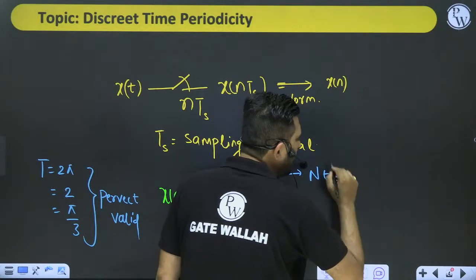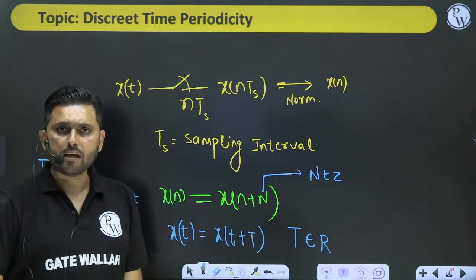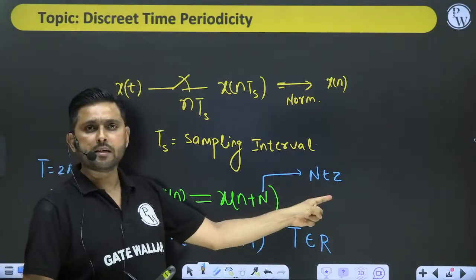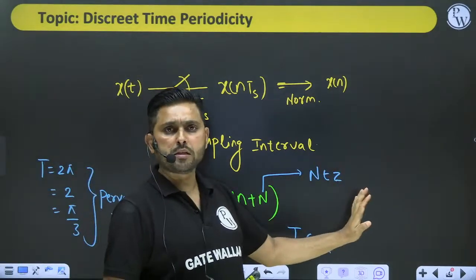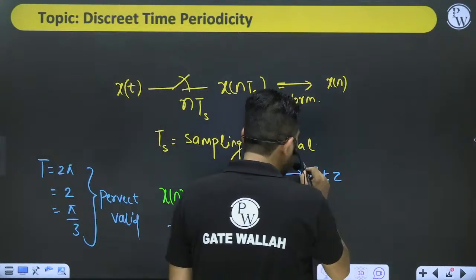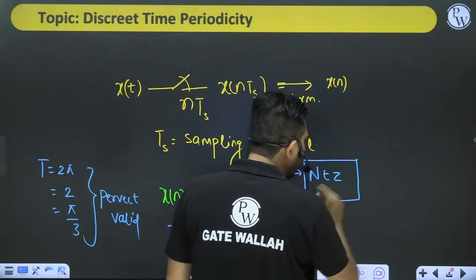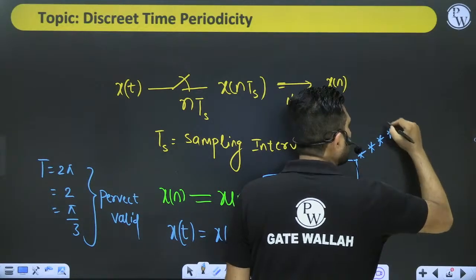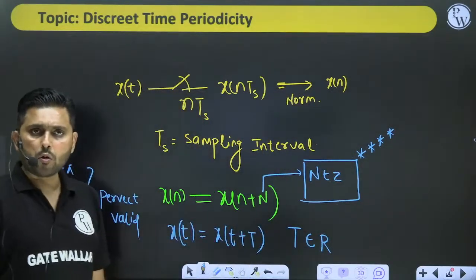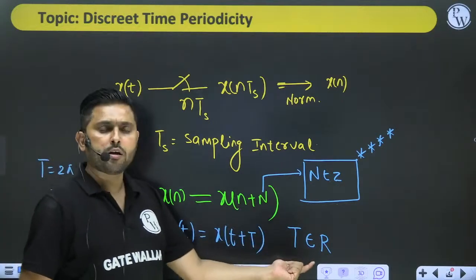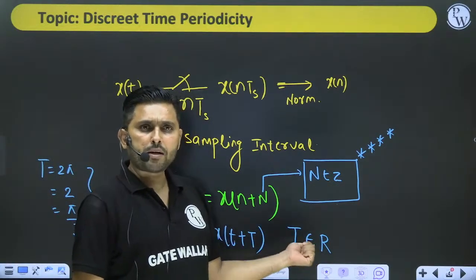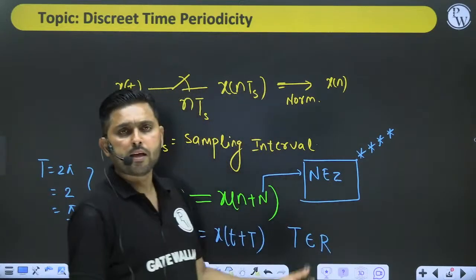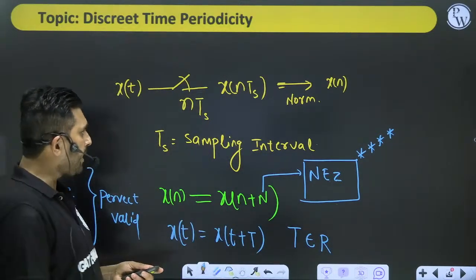I told you in discrete time shifting that the shifting factor has to be an integer. N must belong to the integers. That is one of the very, very important points that you always have to take care of. There is no such integer condition for t, but there is definitely an integer condition for n. So let's take an example.